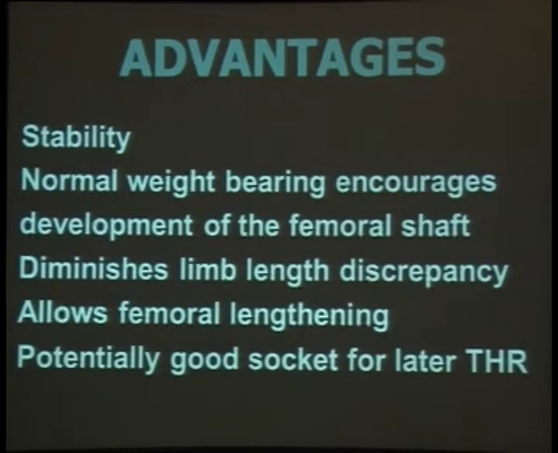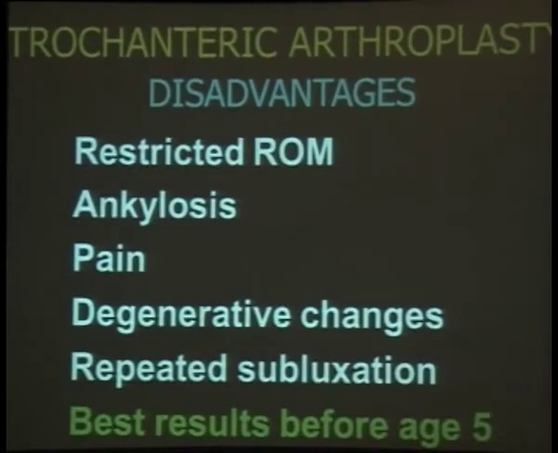When you do a trochanteric arthroplasty, there are a lot of advantages. The hip joint becomes stable. Normal bed bearing encourages development of the femoral shaft. It diminishes linear discrepancy. It allows for femoral lengthening and makes for a potentially good socket for a later joint replacement. However, there are a lot of disadvantages also.